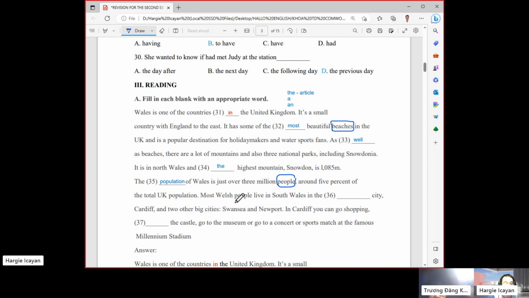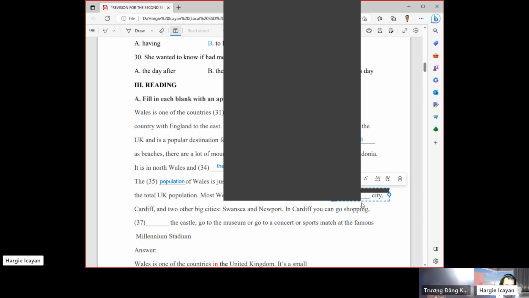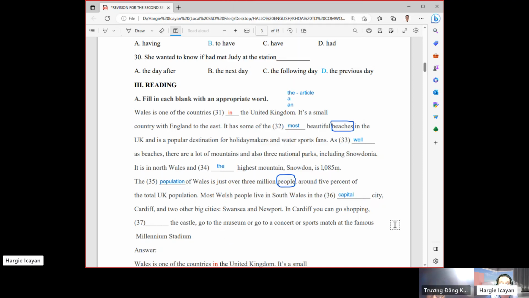Next, most Welsh people live in South Wales in the big city. No, the capital city. So the correct one is capital. What's the capital city of Wales? Cardiff. And two other big cities would be Swansea and Newport.